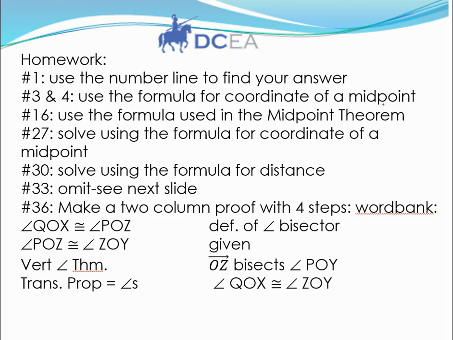Number 36, make a 2-column proof with 4 steps. And here's your word bank. Now, number 33 is a problem that's a real reach. It's a little bit outside of your knowledge at present. So on the next slide, I'm going to show you how it's solved. And if you want to rewrite those steps while you're doing your homework, that's fine. And I'll go over it in class when we get together again.